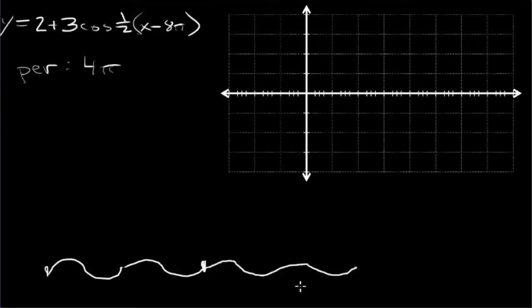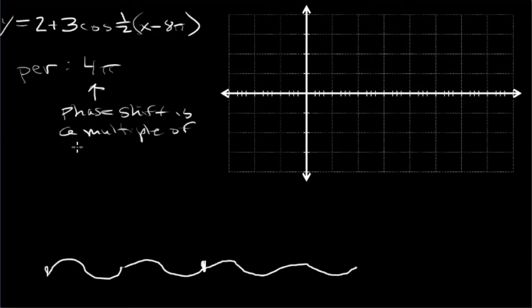So it turns out in this particular case, the phase shift has no impact on the graph, because the phase shift is a multiple of the period. So there will be no visual difference.